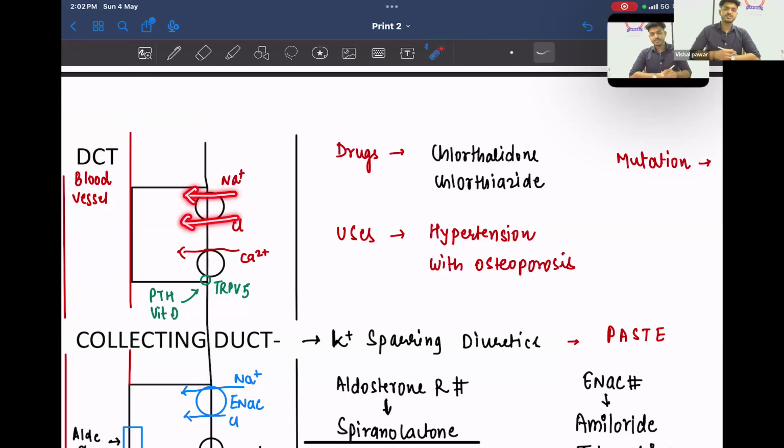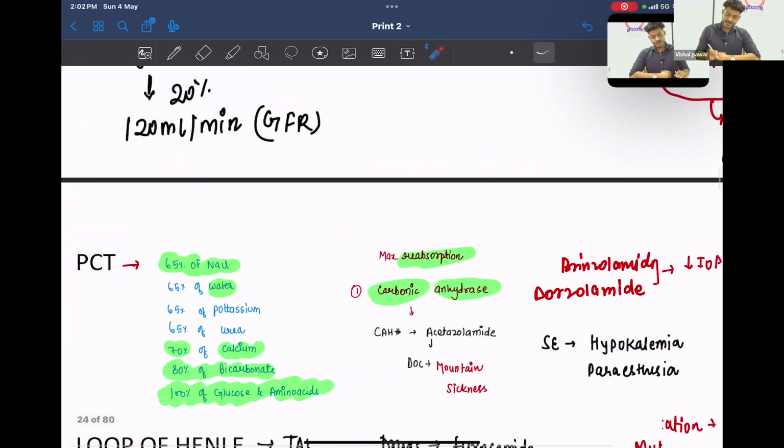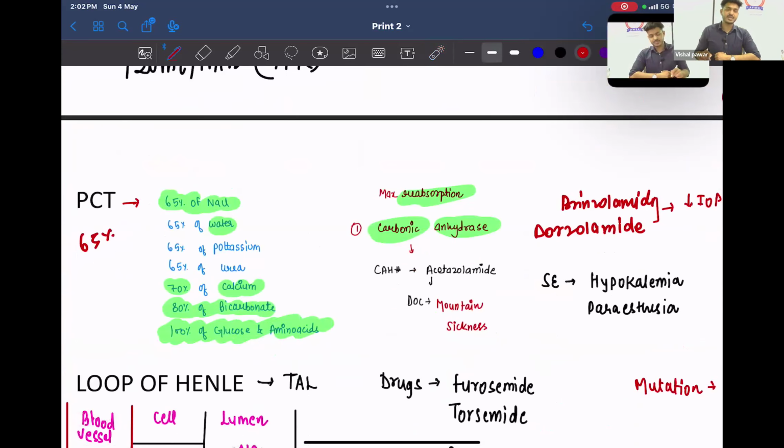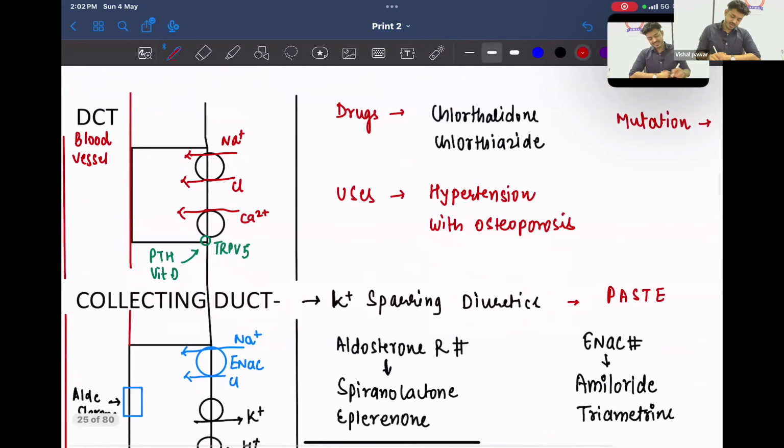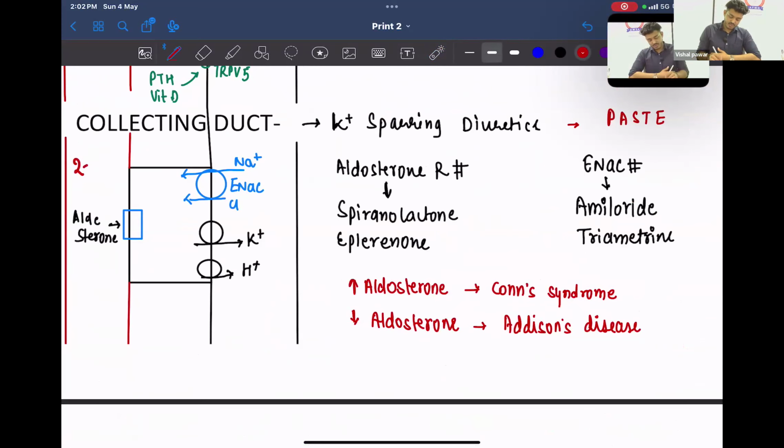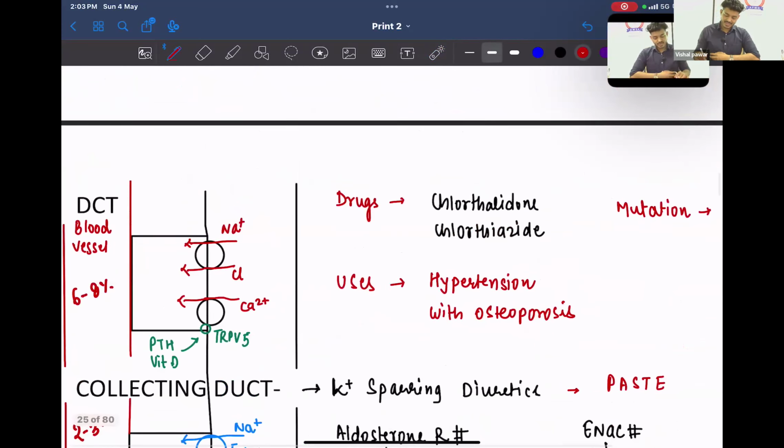It is going to absorb sodium. It is going to absorb chloride. It is going to absorb water. This is the simple funda that is happening. Right? Normally, PCT will be having how much absorption of sodium? 65%. This loop of Henle will be having 25% absorption of sodium. And this DCT will be having 6 to 8% absorption of sodium. And lastly, collecting duct will be having what? 2 to 3% absorption of sodium will be there. Right? So this is going to be your DCT. In DCT, you will be having sodium absorption, and 6 to 8% of sodium absorption will lead to 6 to 8% of water absorption also.